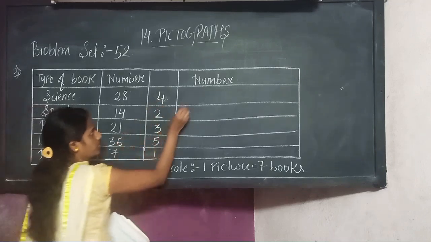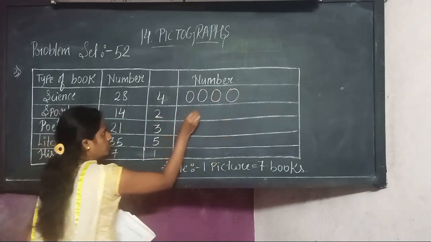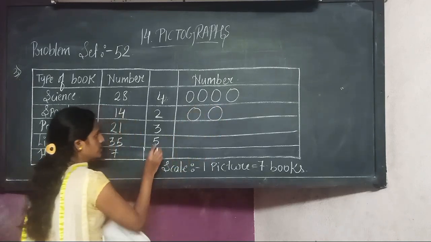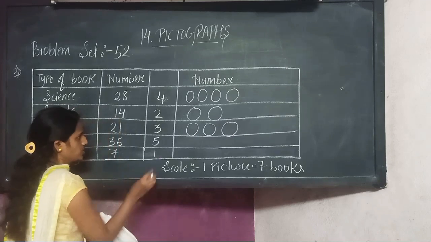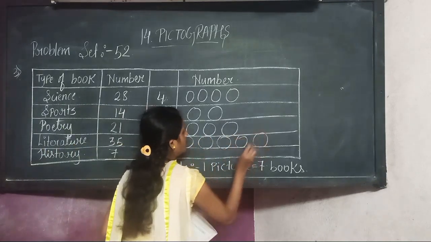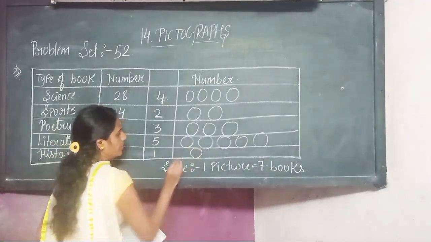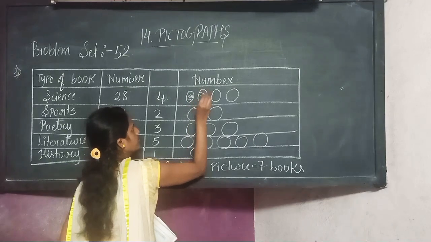First here we have 4. So draw 4 pictures. Here we have 2. Draw 2 pictures. Here we have 3. Draw 3 pictures. And then 5. The last one is 1. Draw only one picture. Just draw the smileys.